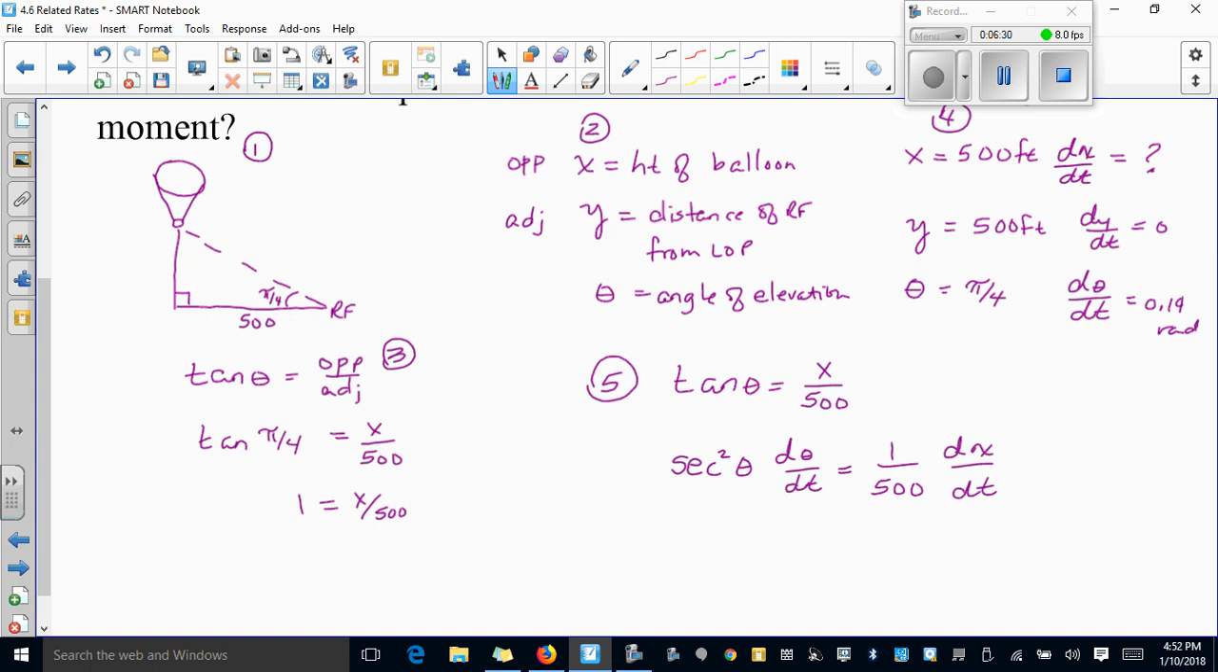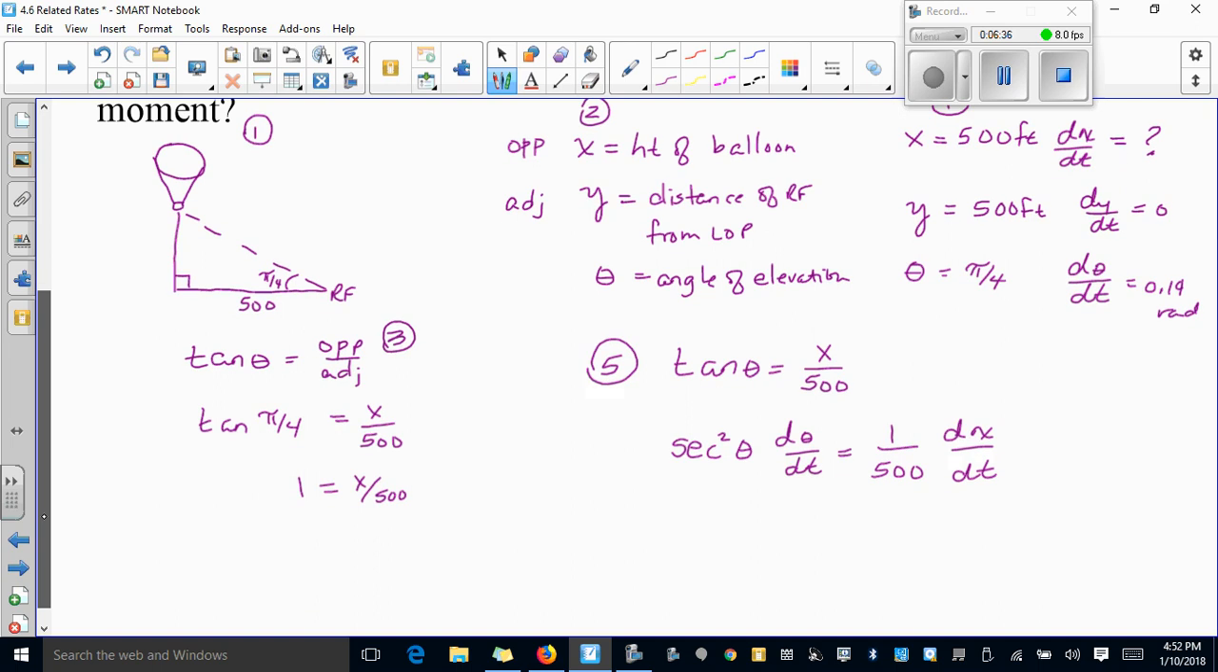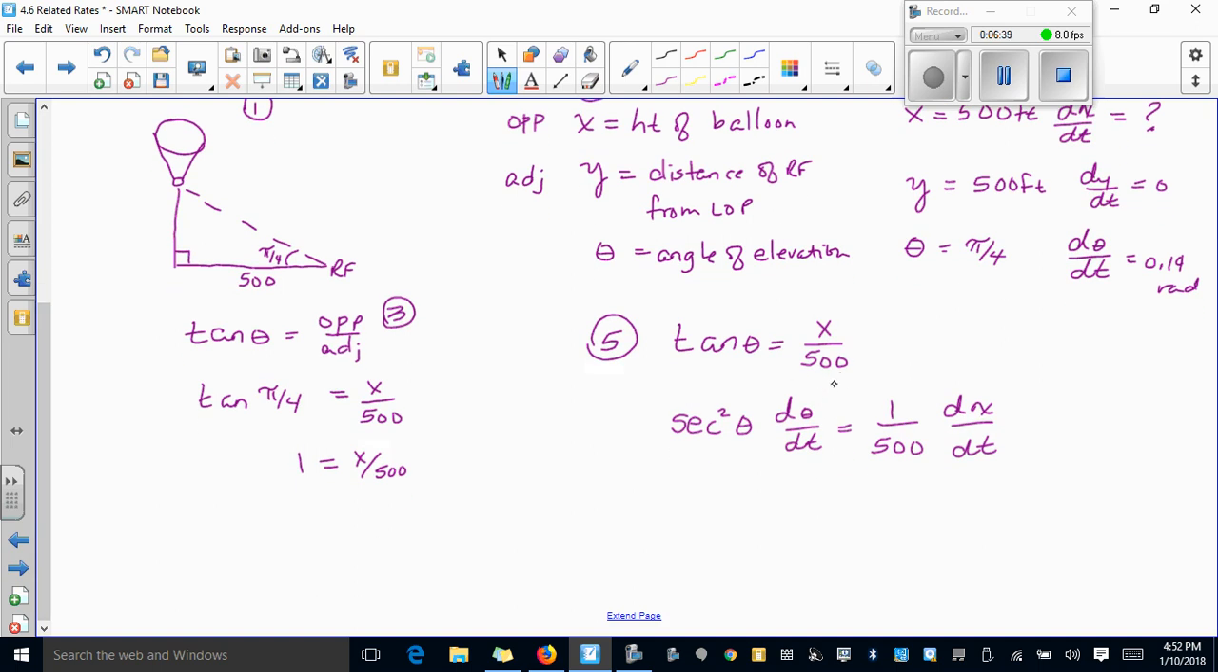Okay, so we're ready for steps 6 and 7. 6 is substituting, 7 is solving. So I have secant squared of pi over 4 d theta/dt, which is 0.14, equals 1 over 500 dx/dt. That's what we're looking for. So pi over 4 secant is the reciprocal of cosine. Cosine of pi over 4 is radical 2 over 2, so the reciprocal will be radical 2. So we get radical 2 squared times 0.14.